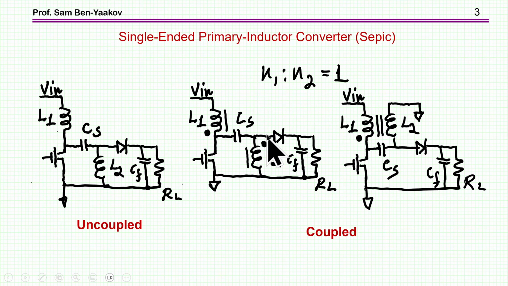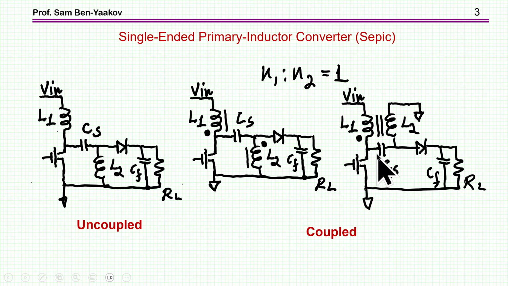Now the Sepic, the single-ended primary inductor converter, as it's called, was actually invented at IBM many years ago. And there are actually two versions. One is the uncoupled, in which you have two inductors. This is a transistor, two inductors, a capacitor, and then there is a rectifier. And then there is a version of coupled inductors. Again, we have this capacitor and then the rectifier.